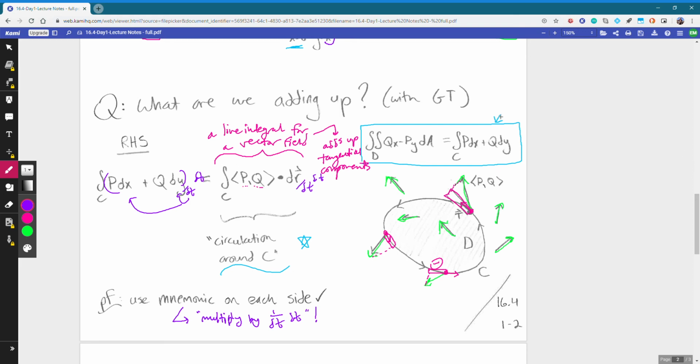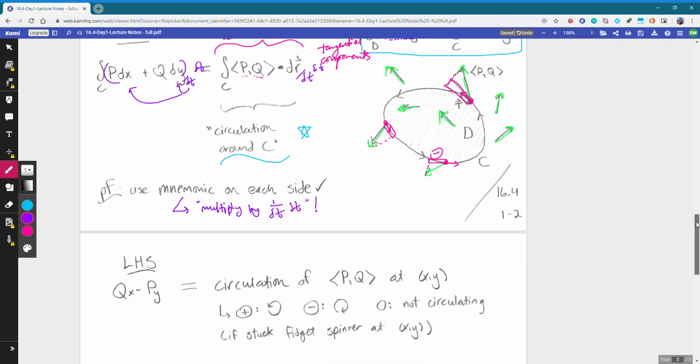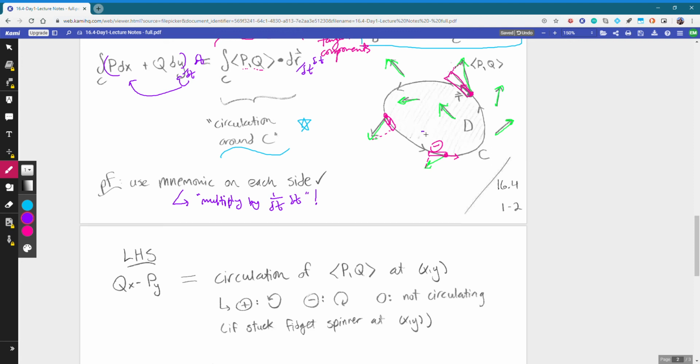Okay, so that's how we can think about the right-hand side over here, telling us about circulation of this vector field around our curve. Let's think now about this left-hand side. And what I claim is that this Qx minus Py function, if we plug in some point, like this (x, y) point, into this function Qx minus Py, also has a nice physical interpretation: it's telling us the circulation of our vector field at that specific point.